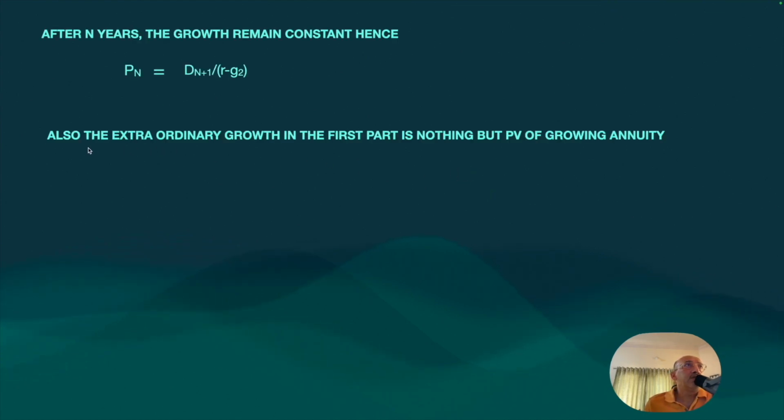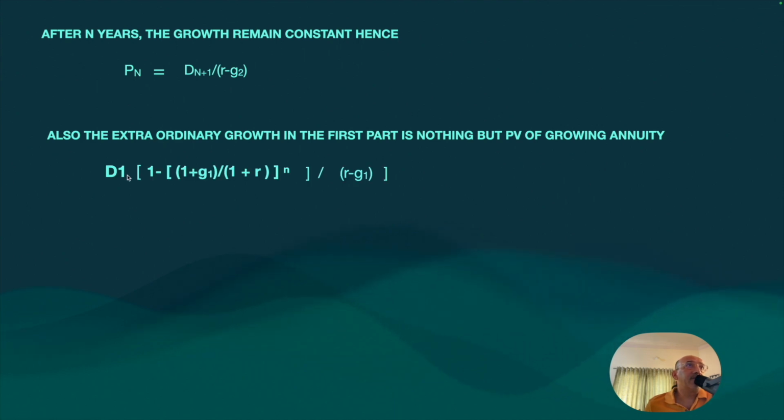Now the extraordinary growth in the first part which we calculated is nothing but the present value of a growing annuity. Understood? Because that is how we calculated in the constant growth model, that any dividend which grows will be a present value of the growing annuity formula. What is that formula? It is D1 into (1 minus ((1 plus the growth rate) divided by (1 plus r)) whole to the power of n) divided by r minus g1. Why r minus g1? Because g1 is the growth rate till the nth period.